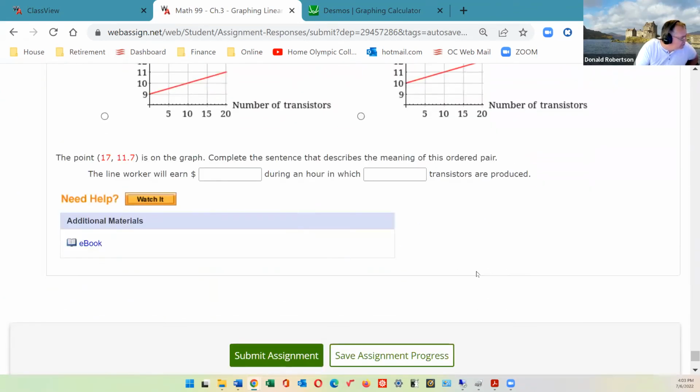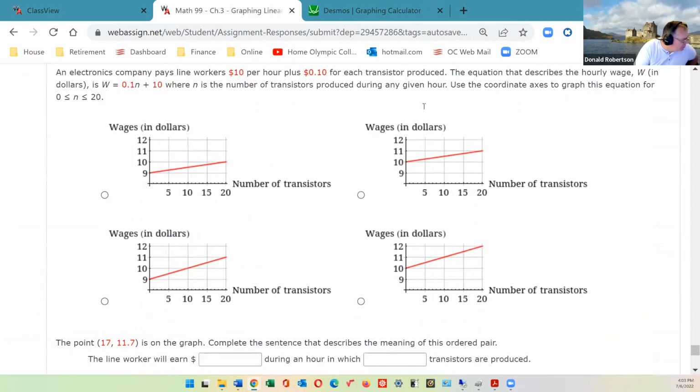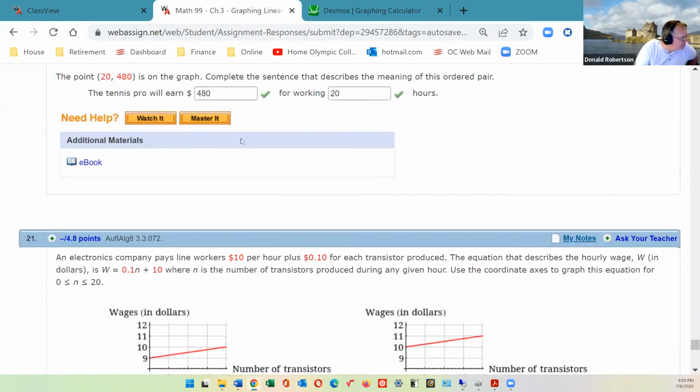And there's your last version. This story is a little bit different. The equation is 0.1n plus 10, but one of these four, and only one of these four, is going to work. And then you've got a little part here, which is very similar to how I answered this one here.